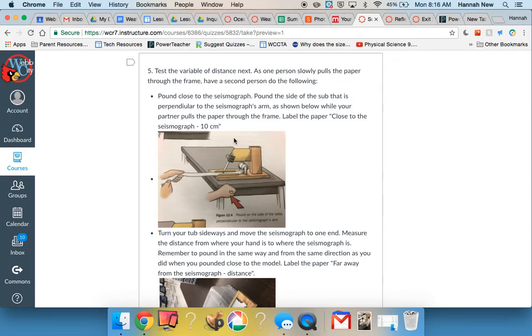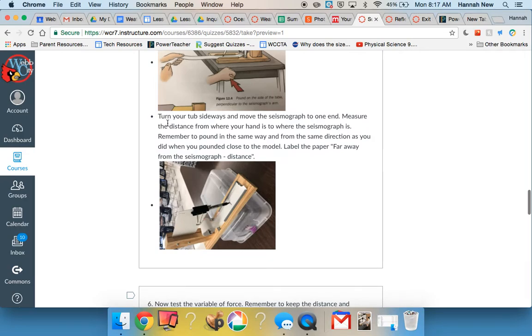So the first thing you're going to do is pound close to the seismograph. So this will be, once again, sitting on the table. You're going to pound on the side of the tub that is perpendicular. So your hand needs to be over here on this side of the tub. 5 to 10 seconds while your partner pulls the paper. You're going to label it close to the seismograph, about 10 centimeters away.